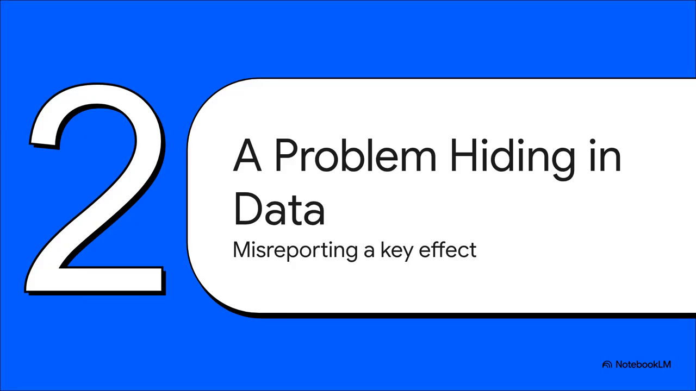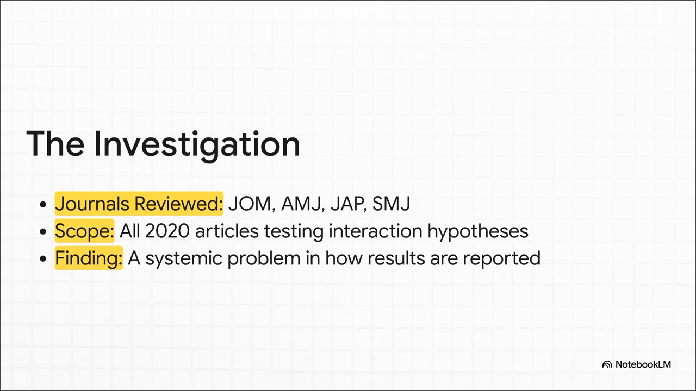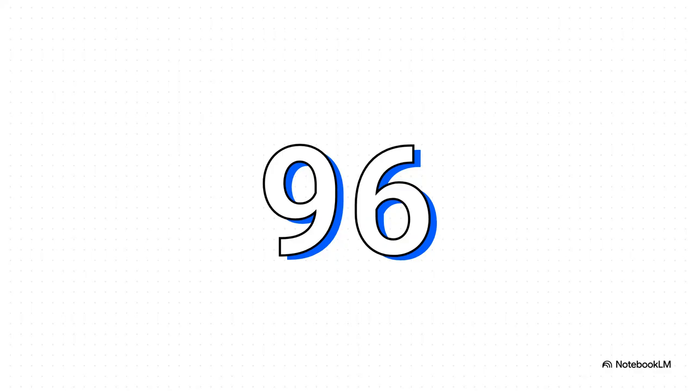Now, these interaction effects are crucial. They help us understand the nuances of the world, but here's the kicker. 2 researchers, Kevin Murphy and Herman Agunas, discovered that these critical "it depends" moments are being systematically reported in ways that are just seriously misleading. And they didn't just look at any old studies. They went straight to the top. They reviewed every single 2020 article that tested one of these interactions in 4 of the most prestigious, top-tier management journals on the planet. And what they uncovered wasn't just a few mistakes here and there. It was a deep, systemic problem. In total, they dug into 96 different papers from some of the top researchers in the field.